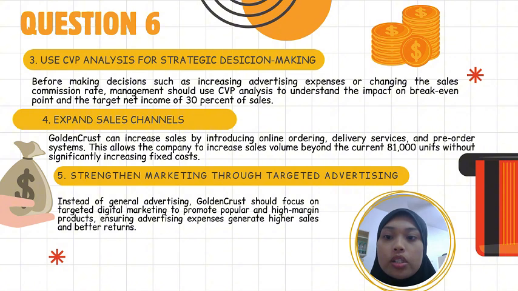Lastly, companies should strengthen marketing through targeted advertising. Instead of general advertising, Golden Crush should focus on targeted digital marketing to promote popular and high margin products, ensuring advertising expenses generate higher sales and better returns.